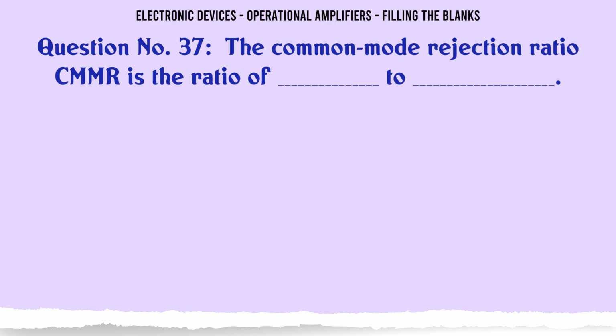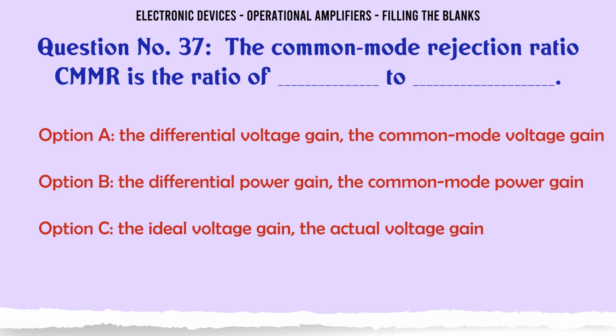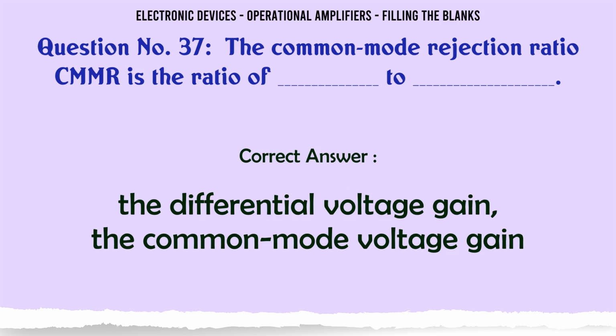The common mode rejection ratio, CMRR, is the ratio of two. A. the differential voltage gain, the common mode voltage gain, B. the differential power gain, the common mode power gain, C. the ideal voltage gain, the actual voltage gain, D. signal voltage, noise voltage. The correct answer is the differential voltage gain, the common mode voltage gain.